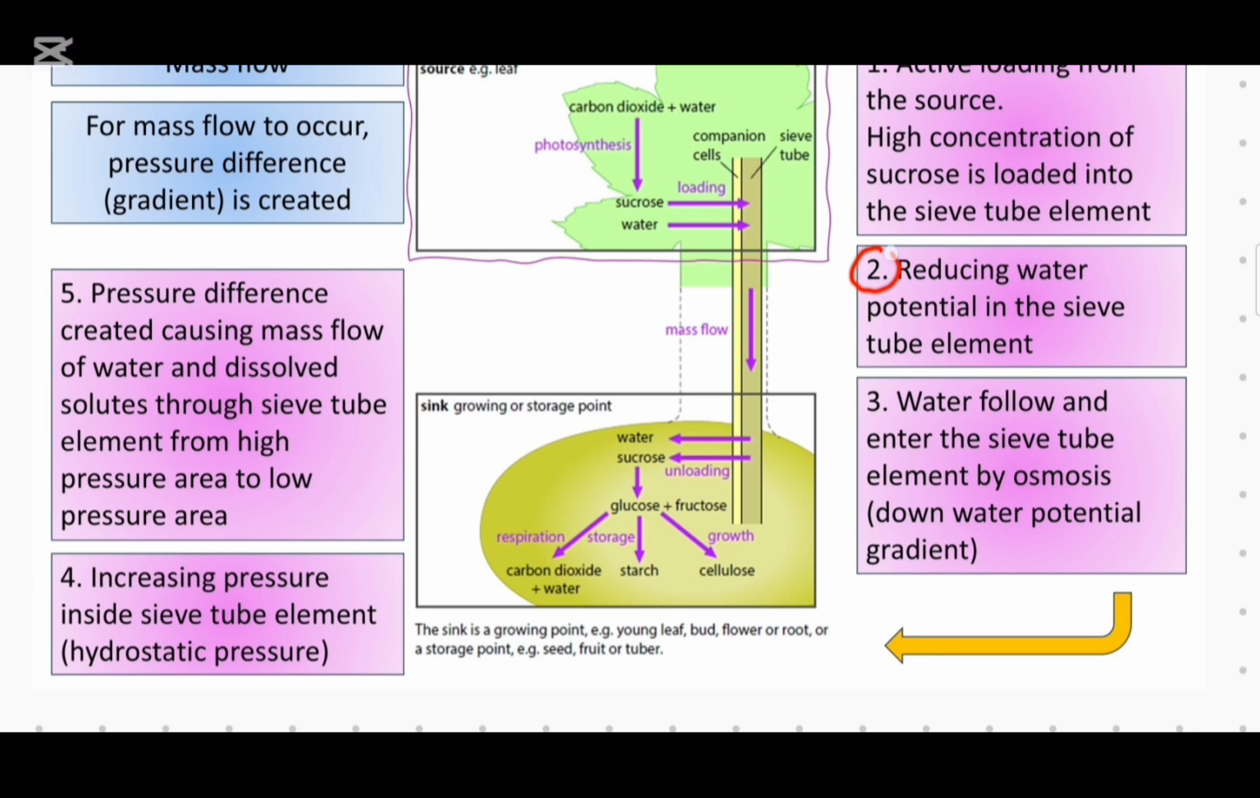Step 2: reducing water potential in the sieve element. Water follows by osmosis, which increases the hydrostatic pressure in that sieve tube element, causing a pressure difference which causes mass flow of water and dissolved solutes. You remember sucrose and amino acids from earlier, moving in the sieve tube from a high pressure area to a low pressure area. So there's a high pressure area at the source and a low pressure area at the sink.